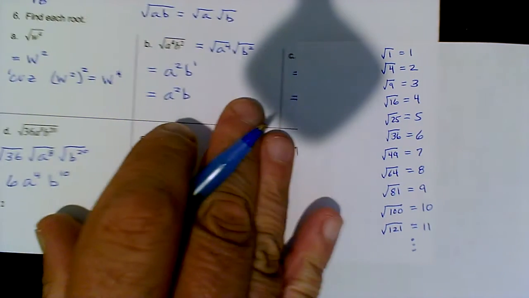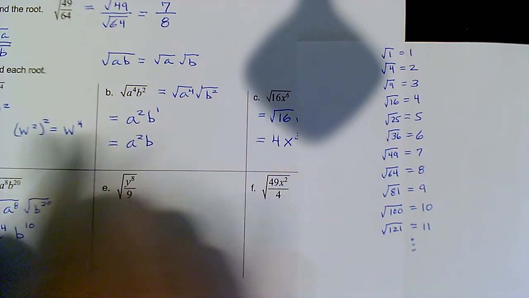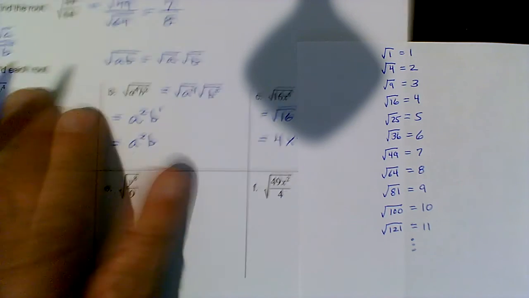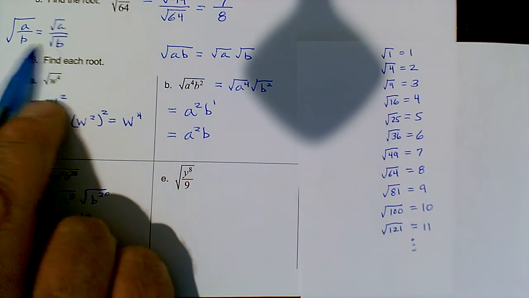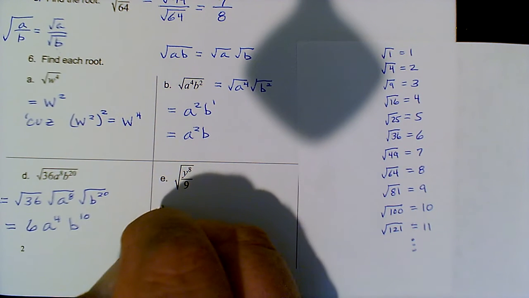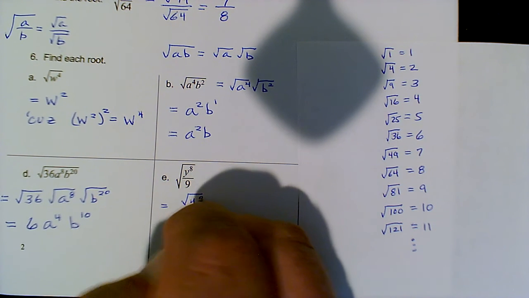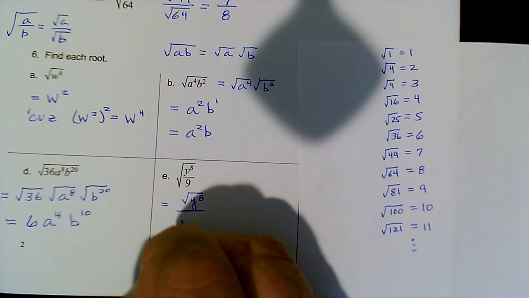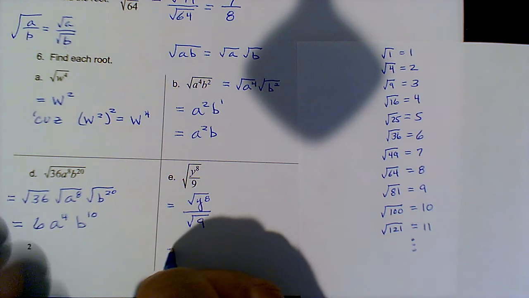When we have the square root of a fraction, we used that property earlier. Square root of a over b is the square root of a divided by the square root of b. So here's that property as we had stated a little bit earlier. If you want to take the step to show that, square root of y to the 8th over square root of 9, then take each root separately.